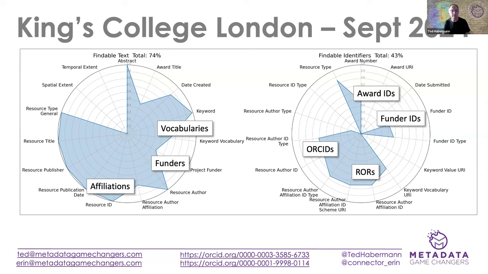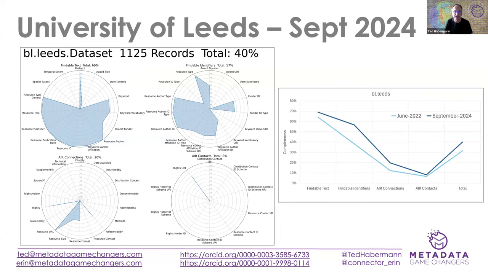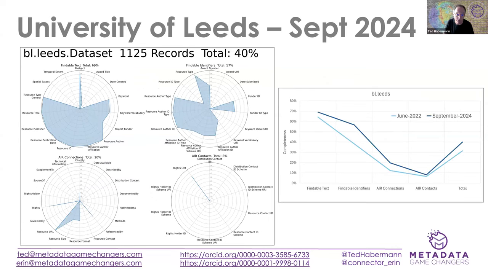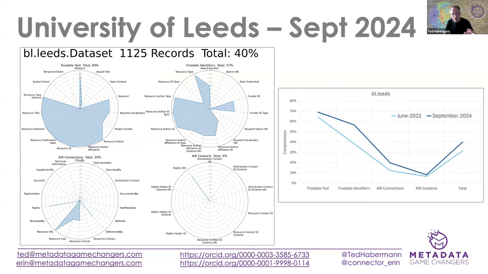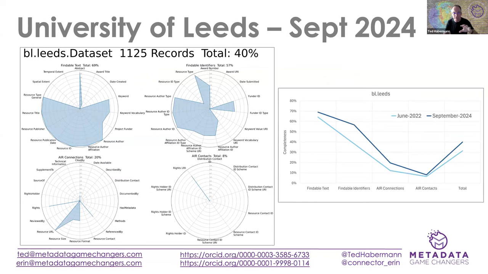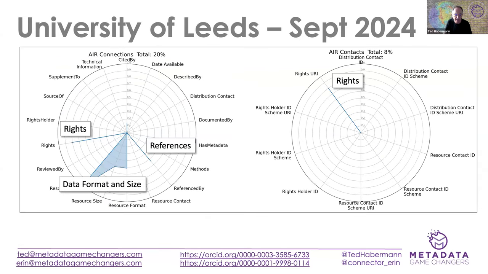At King's College in London. The University of Leeds, again, a little bit above average in June. And then in September, a step from 31% up to 41%. So now hopefully you're getting used to what you look for in these pictures, seeing them go from A to B, with B being up that ladder of completeness. And then the line diagram on the right shows you a little bit about where those increases were. So we can see what they did.